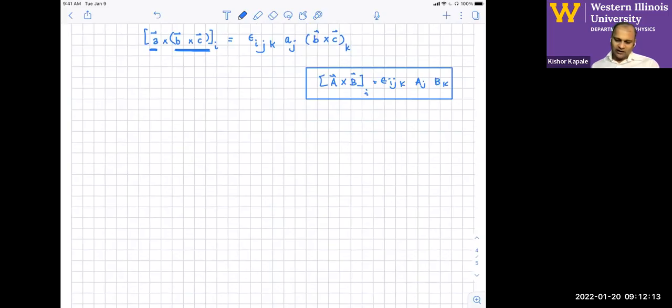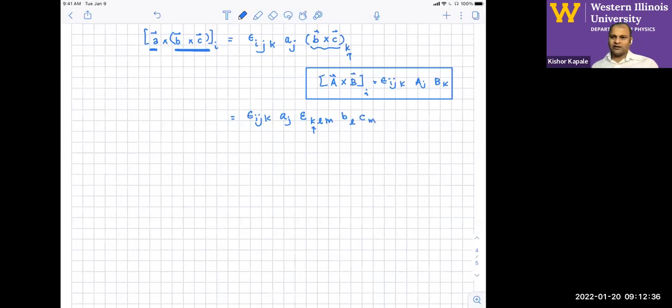So we're going to use that one more time because we still have this thing to figure out. And so you're going to get epsilon ijk, and let's add A_j, epsilon klm. The index that's hanging needs to be here, the first one in epsilon. Then you have l and m, so it's going to be B_l C_m.